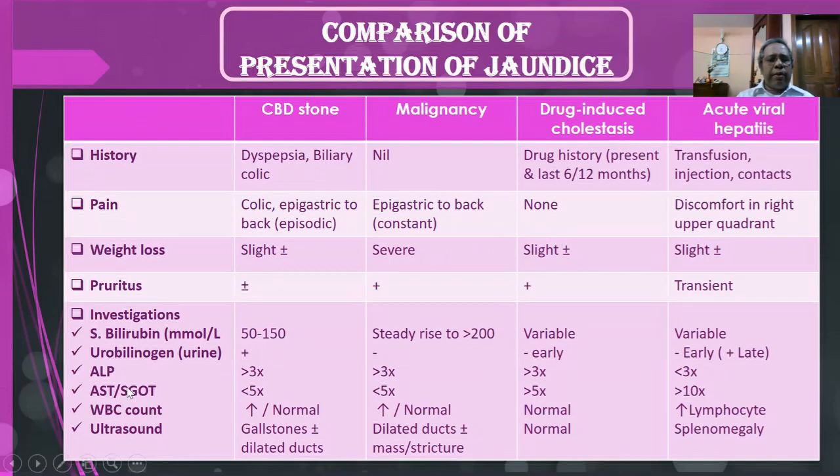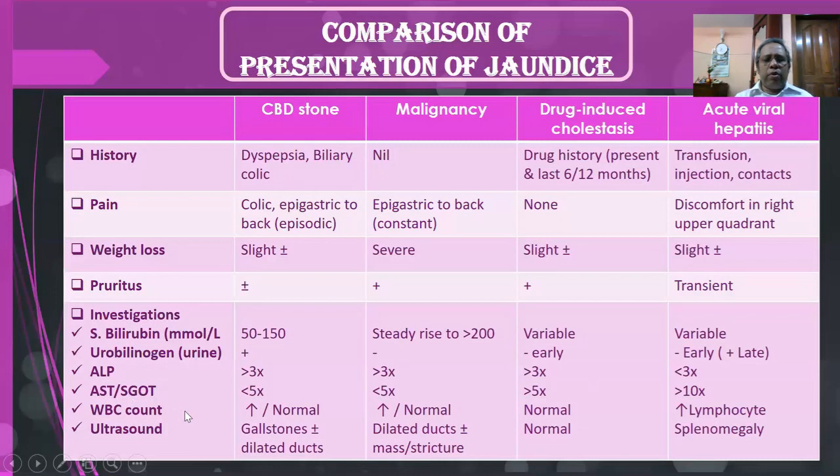What about the alkaline phosphatase? This is a very important thing. It is more than 3 times normal in case of malignancy and in case of CBD stones. But in case of drug-induced cholestasis, there may be, and in case of acute viral hepatitis, it is usually less than 3 times. What about the SGOT and SGPT? In viral hepatitis it is more than 5 times the normal value, otherwise less than 5 times.